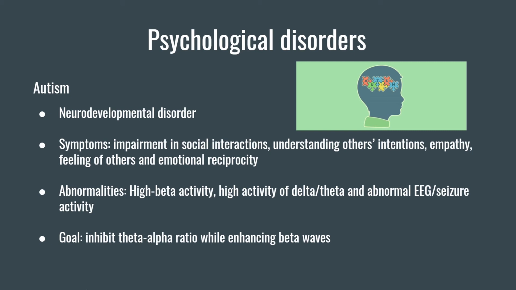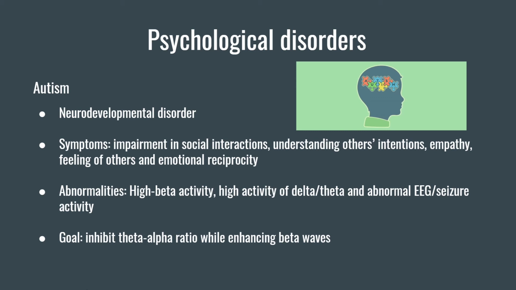The autistic spectrum disorder, or ASD, is a neurodevelopmental disorder with challenges that maintain in adulthood. One of the primary symptoms of ASD is a qualitative impairment in social interactions related to mutual interests, understanding others' intentions, empathy, feeling of others, and emotional reciprocity. There are several diagnostic tools designed to show abnormalities in brain functions for autism. They are high beta activity related to anxiety, the high activity of delta theta corresponding to the slow cortex, lack of attention, impulsivity, and hyperactivity, and an abnormal EEG or seizure activity.